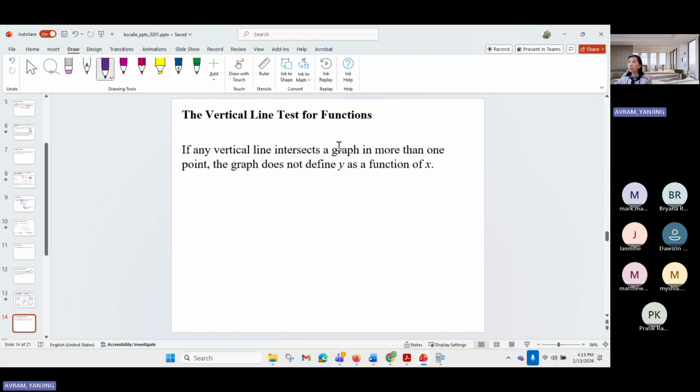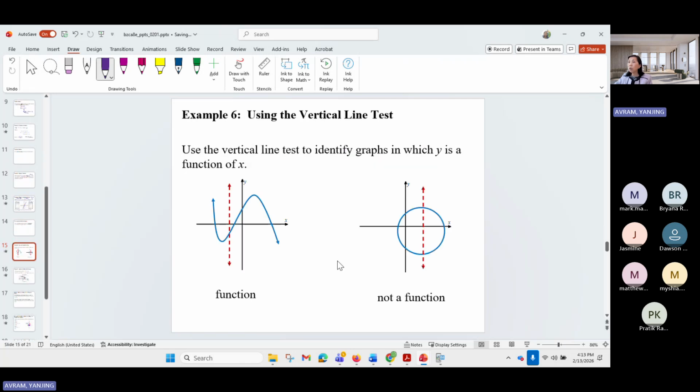All right, vertical line test of the function. If any vertical line intersects a graph in more than one point, the graph does not define y as a function of x. So basically, the graph needs to pass the vertical line test. All right. So only one point.